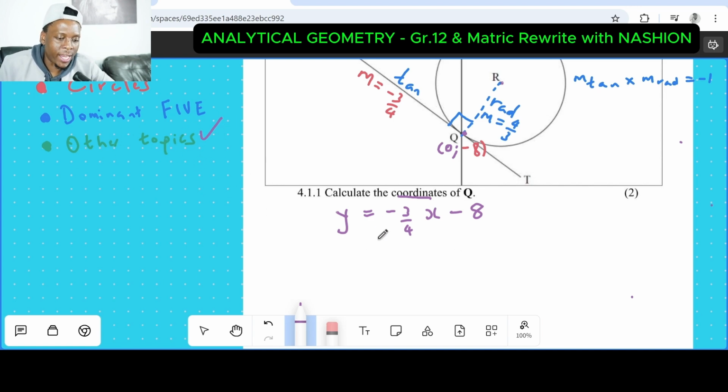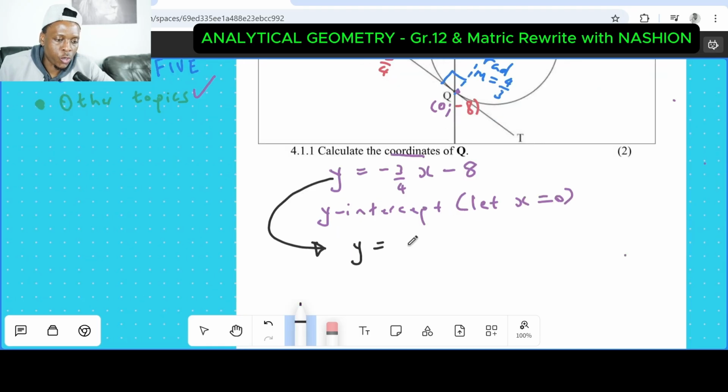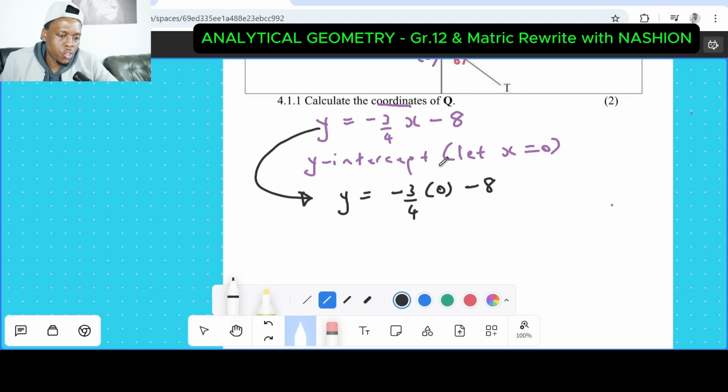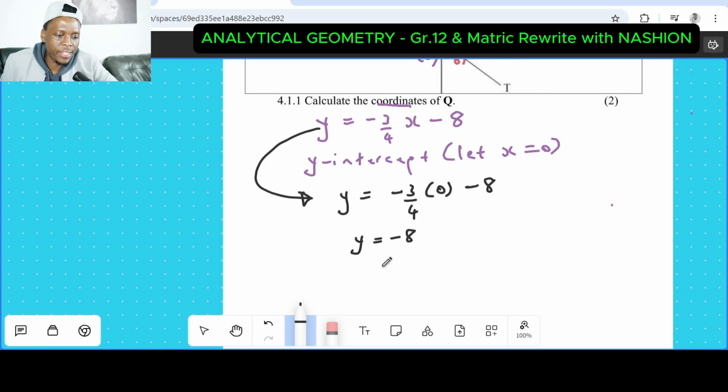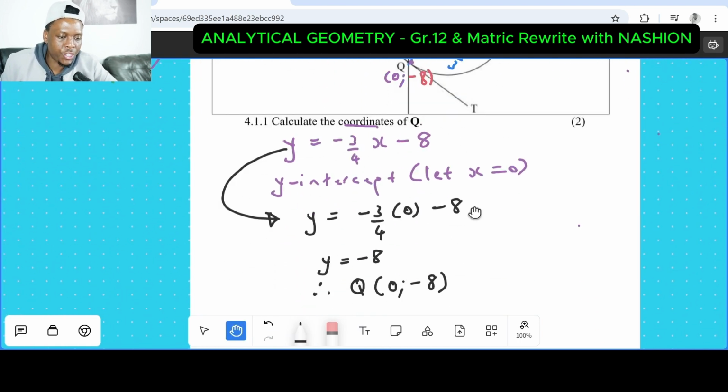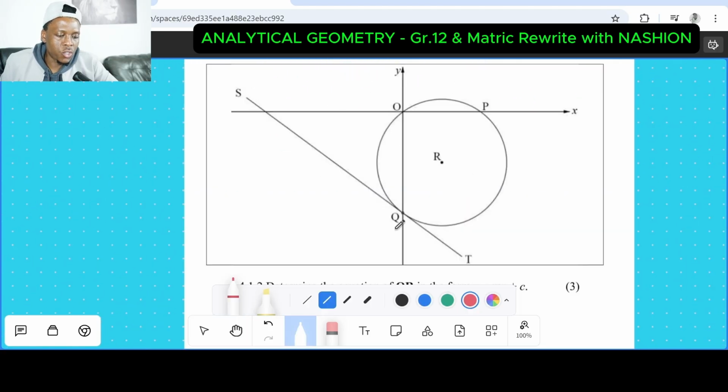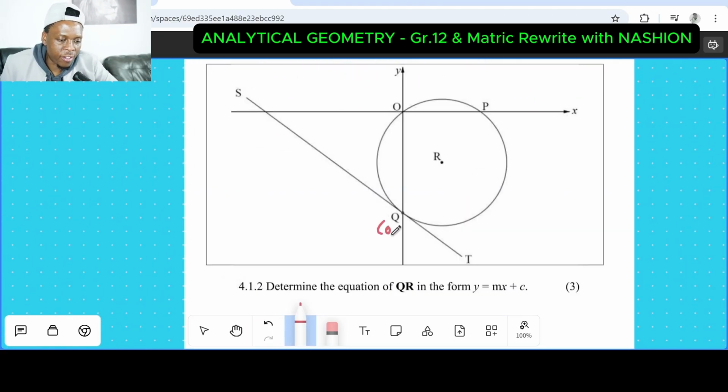And in functions, we learned that to calculate the y-intercept, where there is x, we're going to put 0. So y is negative 3 over 4, x is now 0, minus 8. So the first part is going to be 0, and we are left with y is equal to negative 8. Therefore, the coordinates of Q will be 0, negative 8, which we already indicated in the picture. It's always important just to fill in the information you already calculated. Q is 0, negative 8.